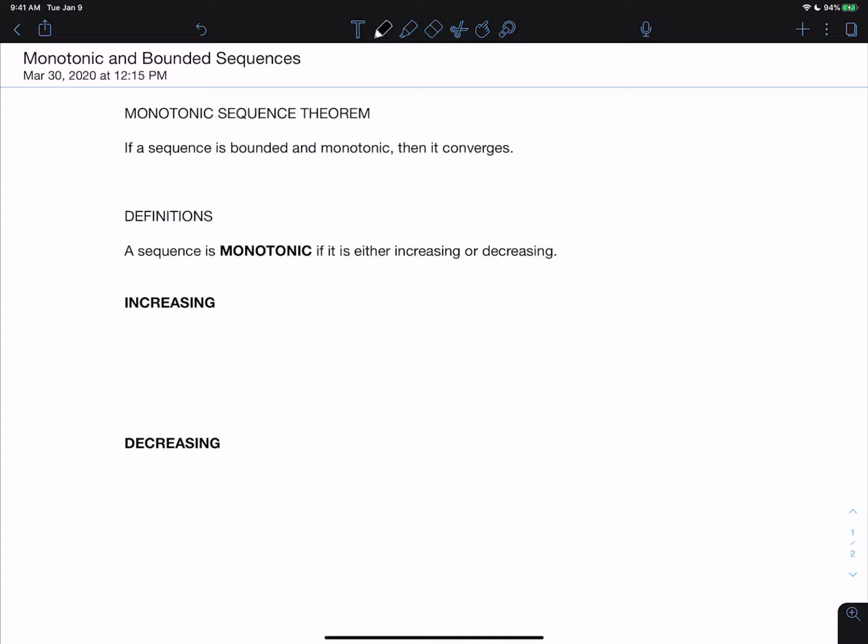Okay, let's start with some definitions. A sequence is monotonic if it is either always increasing or always decreasing. Increasing is a pretty intuitive definition. A sequence a_n is increasing if a_(n+1) is greater than a_n for all n.